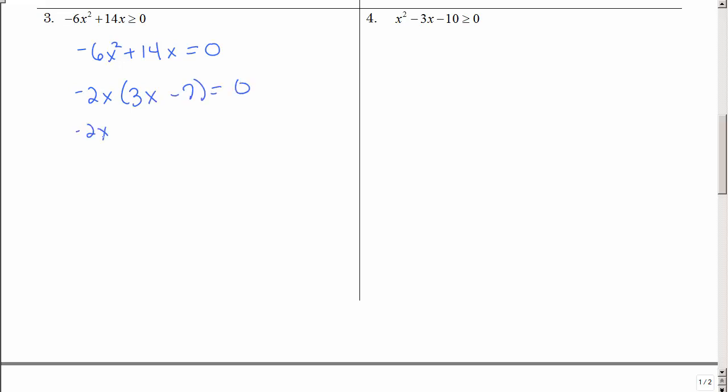So set those both equal to 0. Solve for x. Put them on a number line. Now we're going to look at what symbol we had to begin with. Did it have an equal to part? Yes. So that means put the dots. If it doesn't have that bar right there, then you would put an open circle.